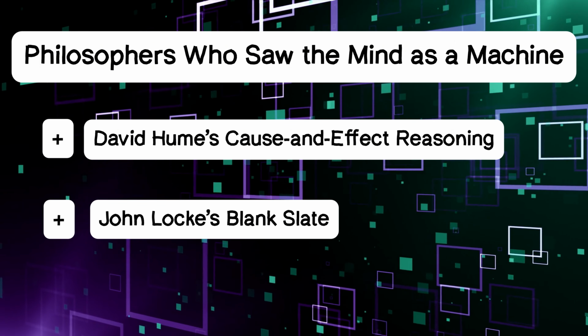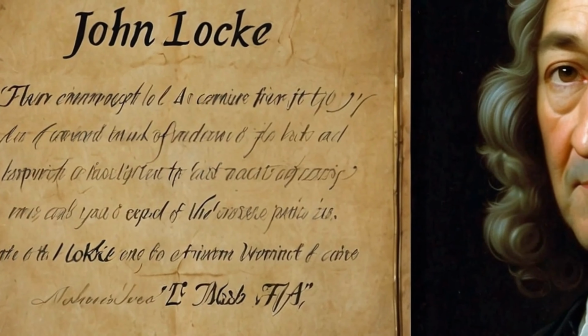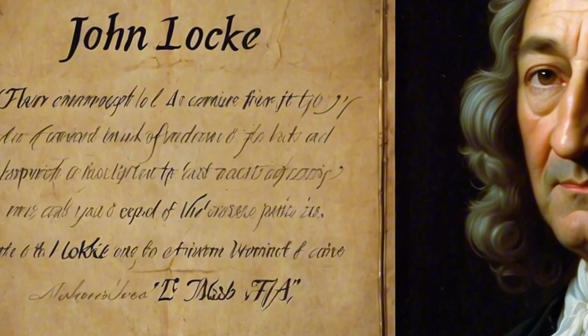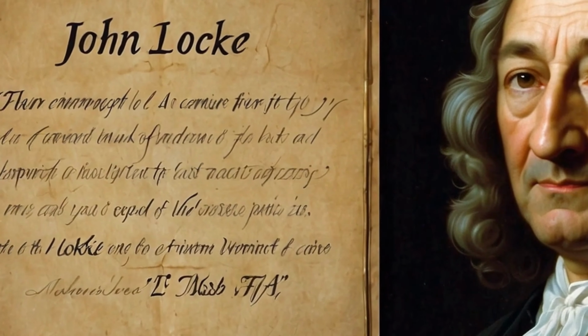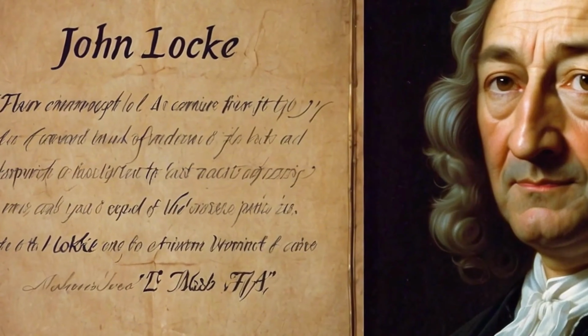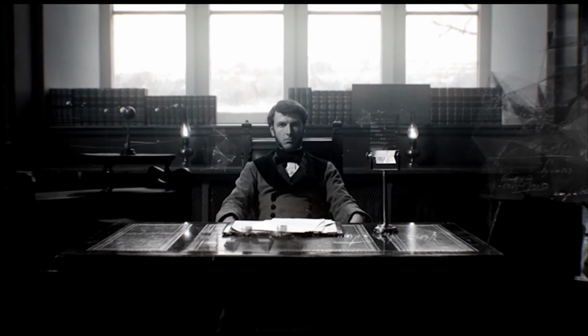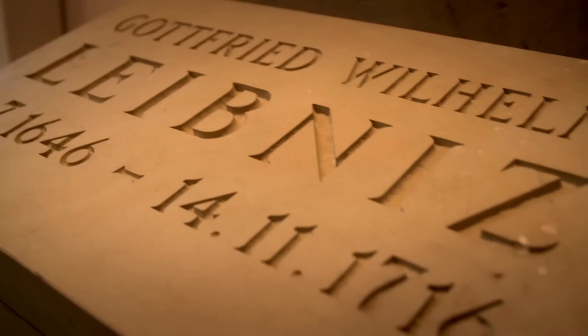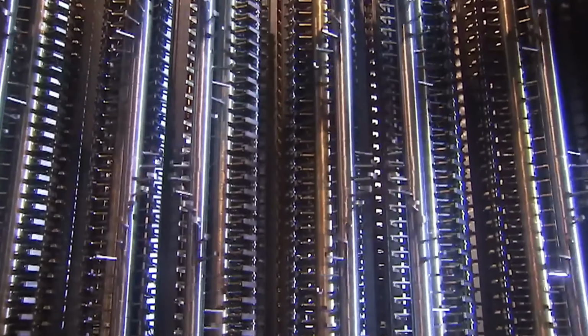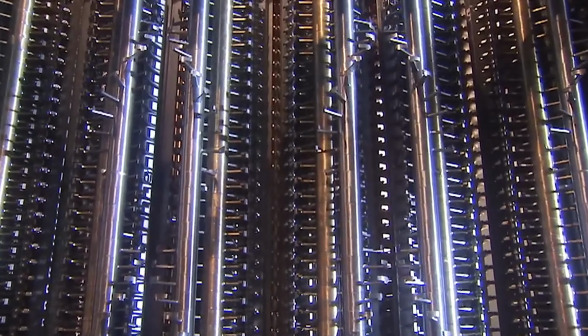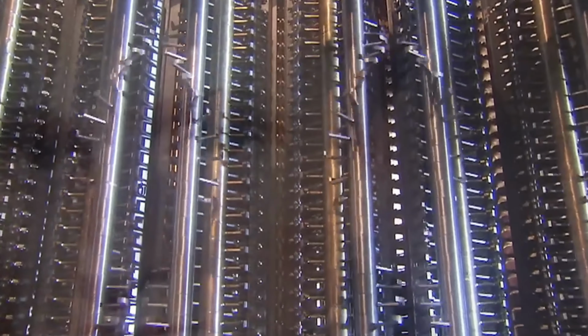John Locke's blank slate. Locke's idea of the tabula rasa, that the mind starts as a blank slate and is shaped by experiences, mirrors how machine learning models are trained on data. These philosophers laid the intellectual groundwork for understanding intelligence as a process of learning and adaptation, crucial to AI development.